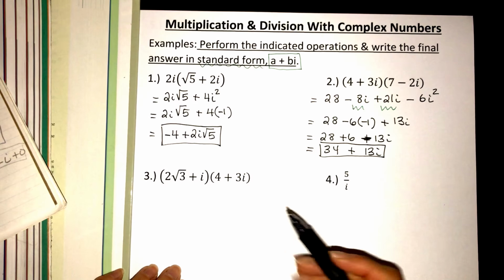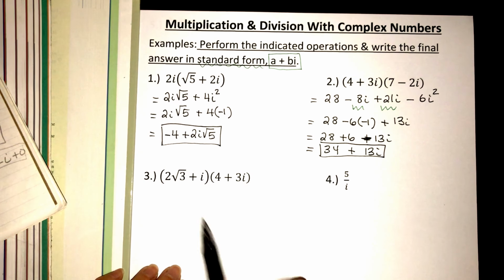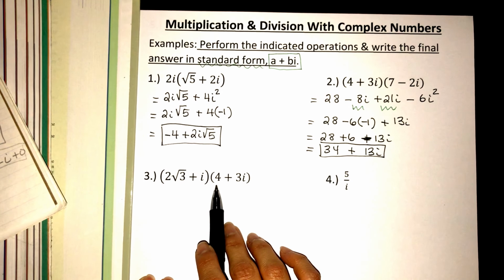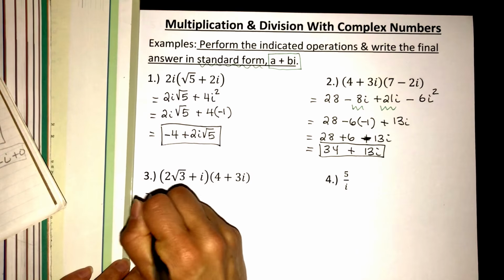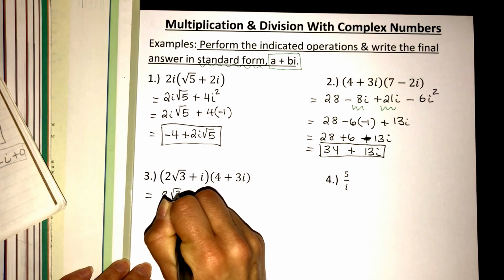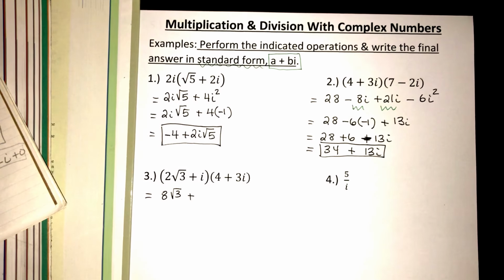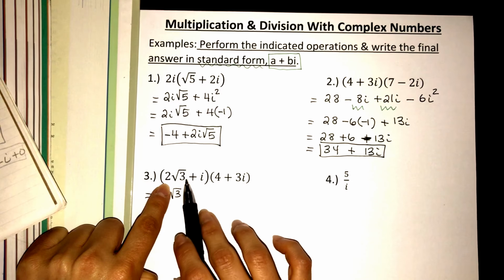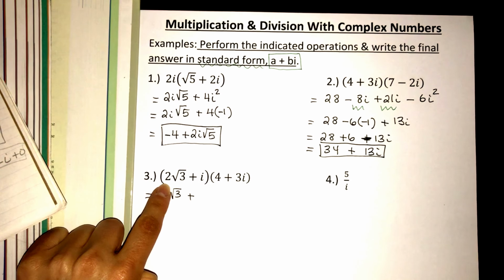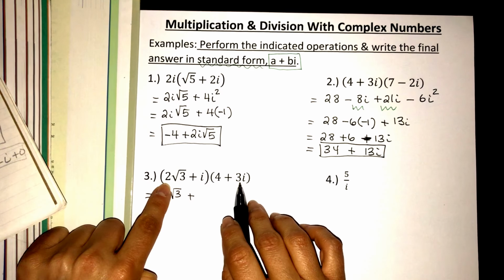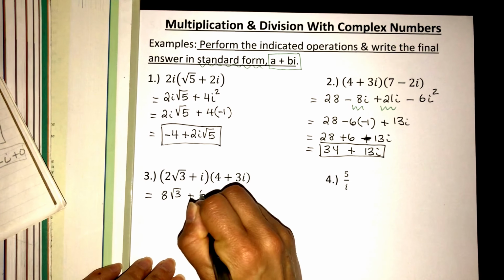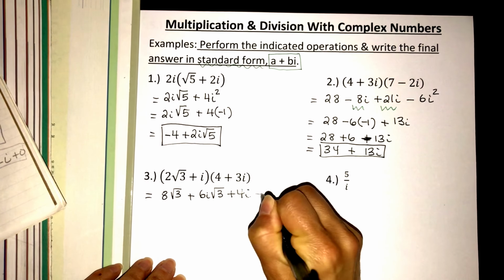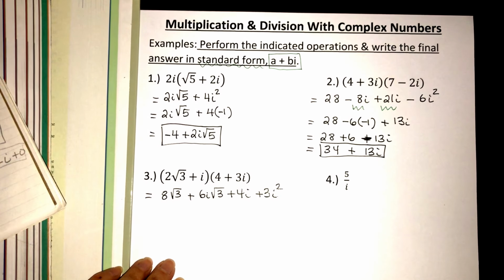Next, we're going to FOIL. This problem contains a square root, so again, be careful how you multiply your numbers. I can multiply 2 times 4 because those are both outside of the square root. So that's going to give me 8 square root 3 plus, again, I can multiply 2 times 3i. I don't touch the square root because there's no other number in a square root. Just multiply the outside. So that's going to give us 6i times the square root of 3 plus 4i plus 3i squared.